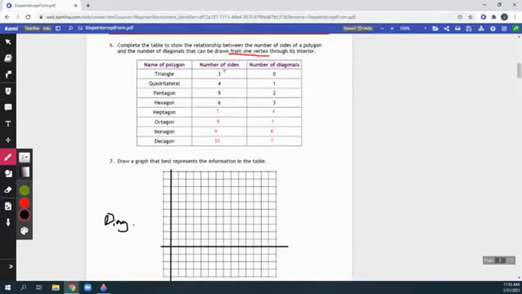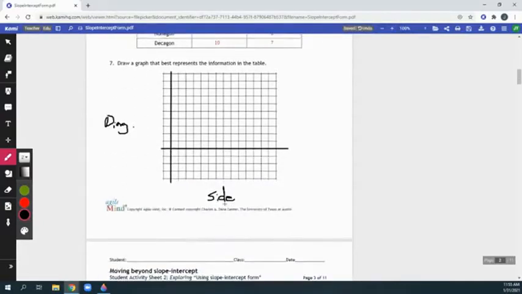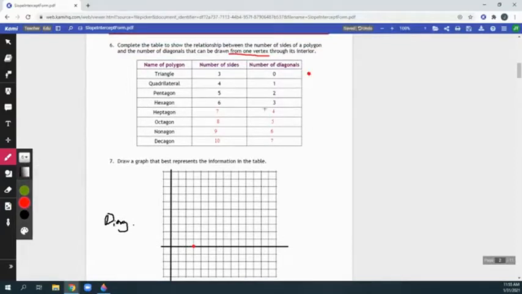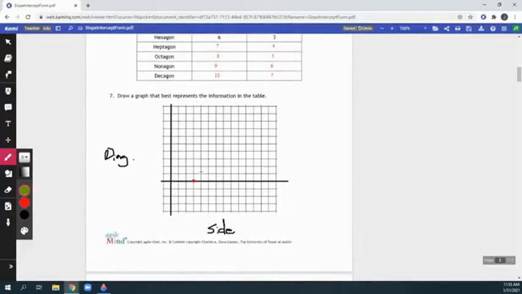Okay, so if I have three sides, I get zero diagonals. That's right. Three sides, zero diagonals. Let me make this bigger. I'll make it six. Three sides, zero diagonals. And then if I have four sides, I have one diagonal. Four sides, one diagonal.